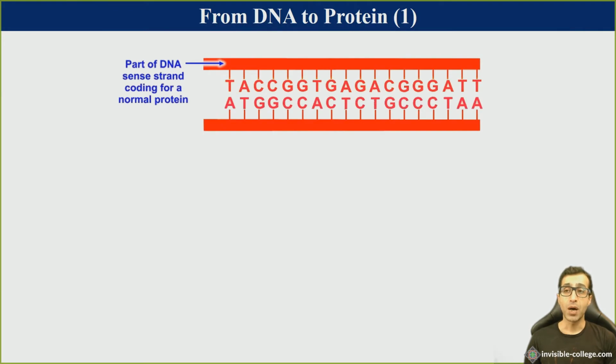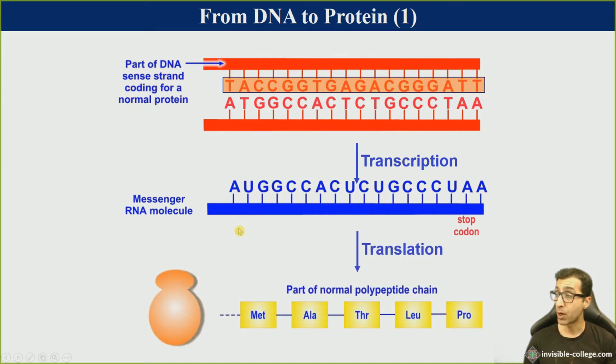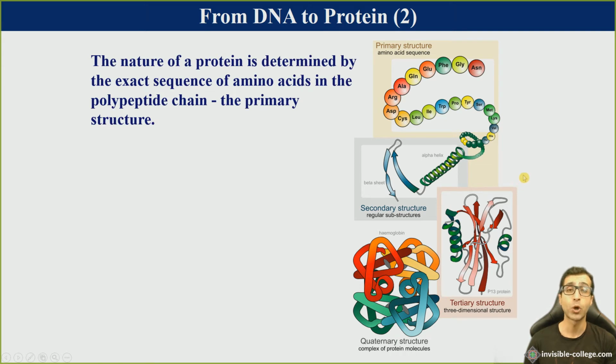So if we see here part of the DNA sense strand coding for a normal protein, under conditions where this part of the gene is transcribed, we would end up with a messenger RNA molecule that would look like this. And then, of course, you have the process of translation by which the sequence of codons in the RNA molecule is changed, or translated, into a polypeptide sequence of amino acids. So the nature of the protein is determined by the exact sequence of the amino acids in the polypeptide chain, which we refer to as the primary structure of the protein.